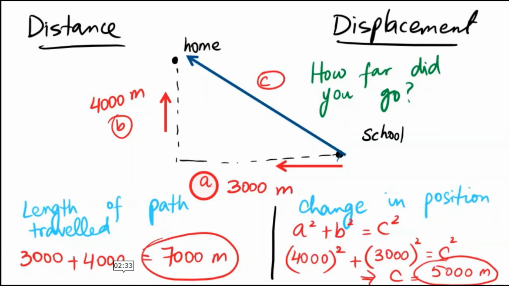If you remember from your math class, this is a right angle triangle, and to find the hypotenuse of this triangle we need the Pythagorean theorem, which is a squared plus b squared equals c squared. So let's take the sides of the triangle as a and b and plug in the numbers: 4,000 squared plus 3,000 squared, which is equal to c squared. Then at the end we have to take the square root of the answer you get, and the answer is 5,000 meters.